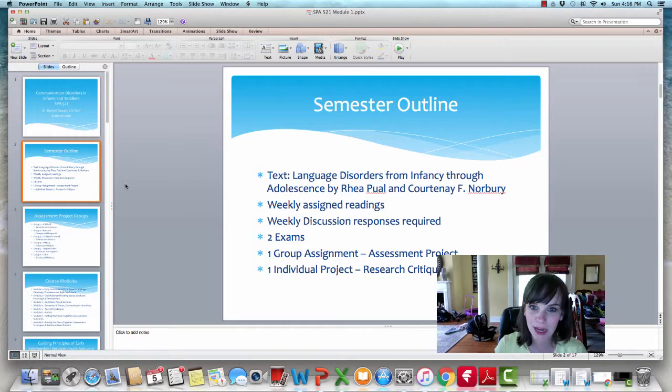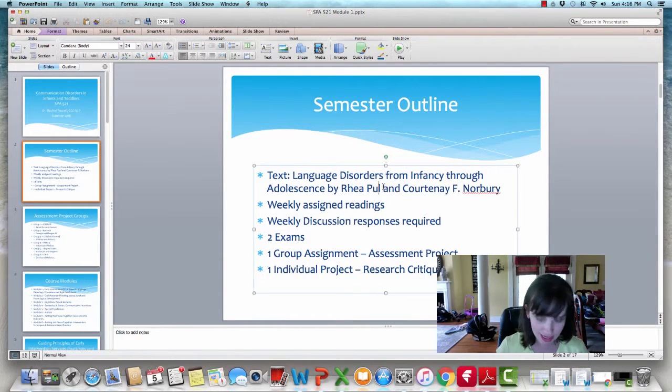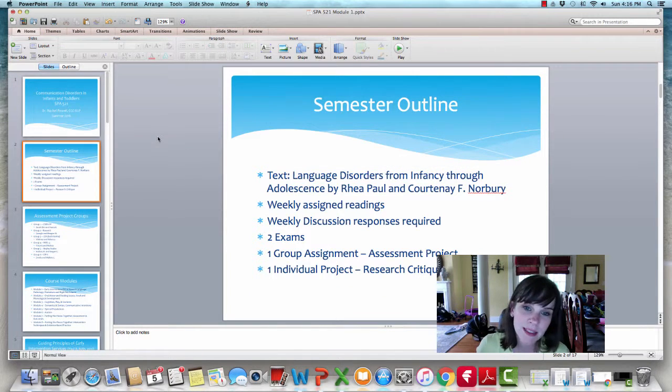All right, so semester outline. Your textbook is Language Disorders from Infancy Through Adolescence by Rhea Paul and Courtney Norbury. And I misspelled Paul. You will have weekly assigned readings as they are outlined in the syllabus. You'll have weekly discussion responses that are required. You cannot miss more than 2 required discussion responses without dropping a grade. That is in the syllabus, and if you have any questions, please let me know.